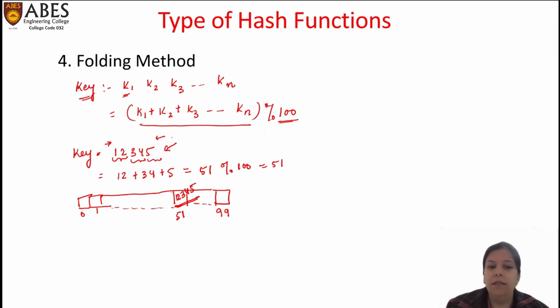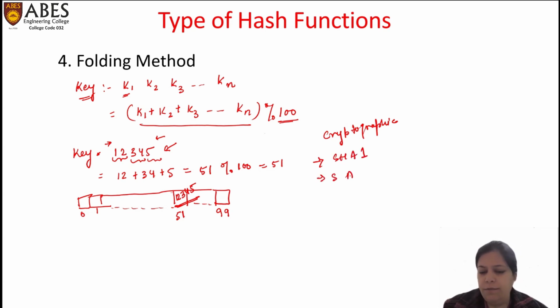Then after these types of hash functions, there are various other types of hash functions as well. Like we have the cryptographic hash function. These cryptographic hash functions are used to create ciphertexts, and this includes SHA-1, SHA-256, and then we have MD5, and so on. There are many cryptographic functions.